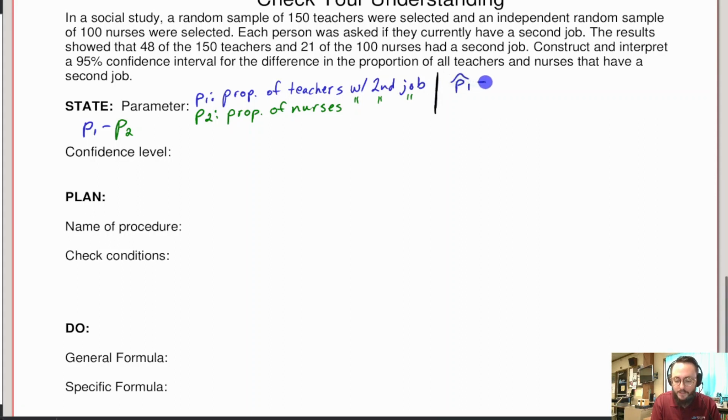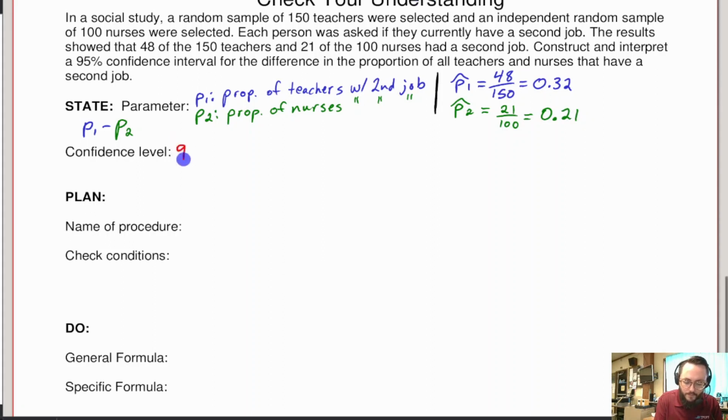which is separate, related, but distinct from p1 hat. p1 is the proportion for the population. p1 hat is the proportion from the sample. So we had 48 out of 150 teachers, which is 0.32. And then p2, the proportion of nurses. So p2 hat will be the sample proportion of nurses, 21 out of 100. And you don't need a calculator for that one, 0.21.